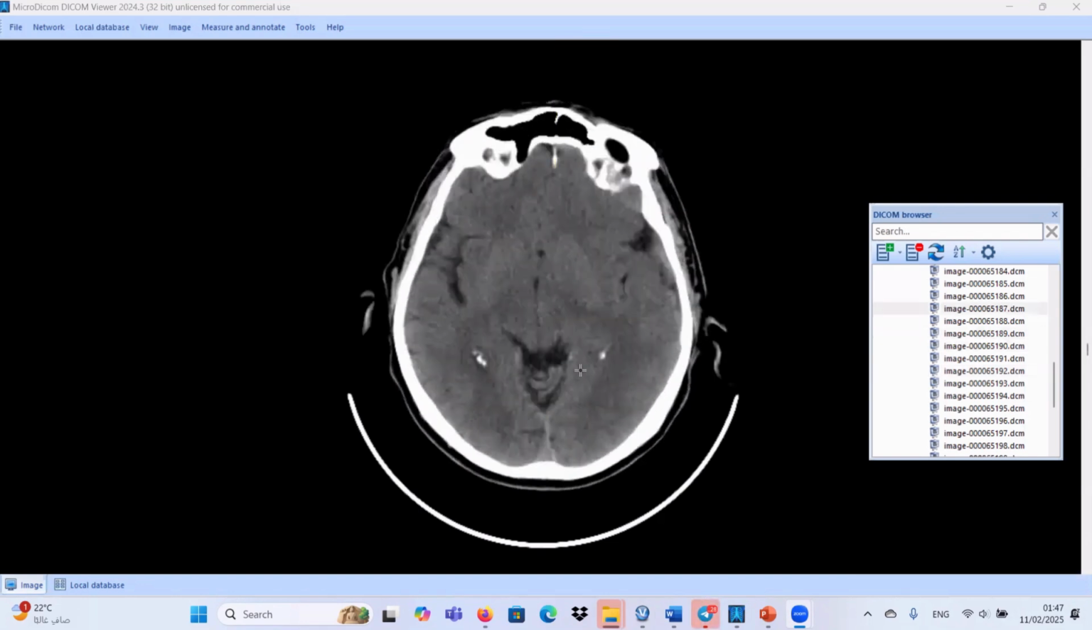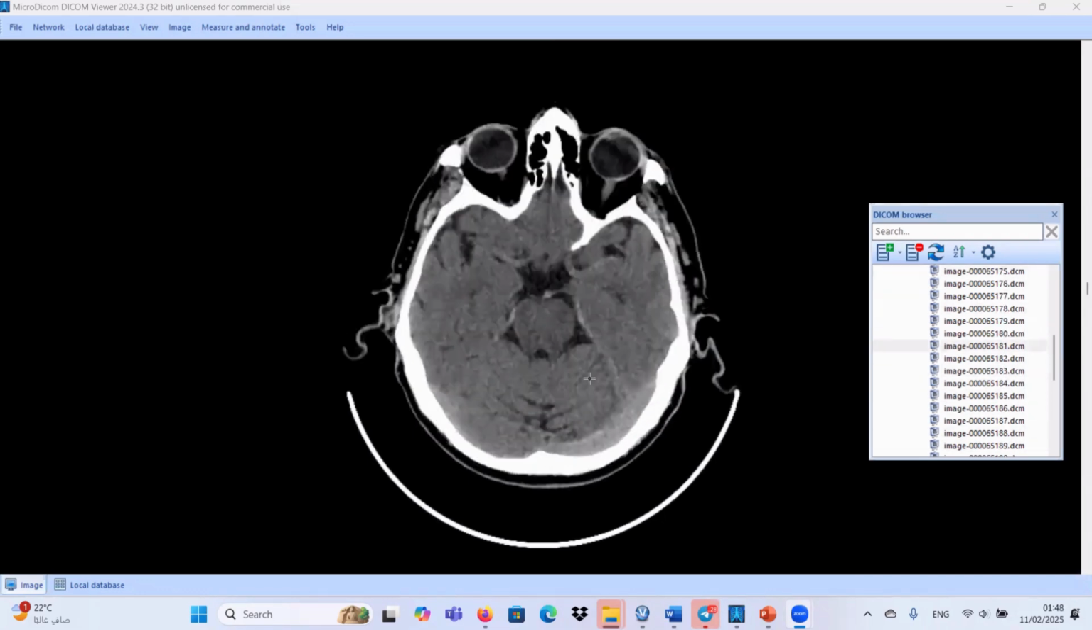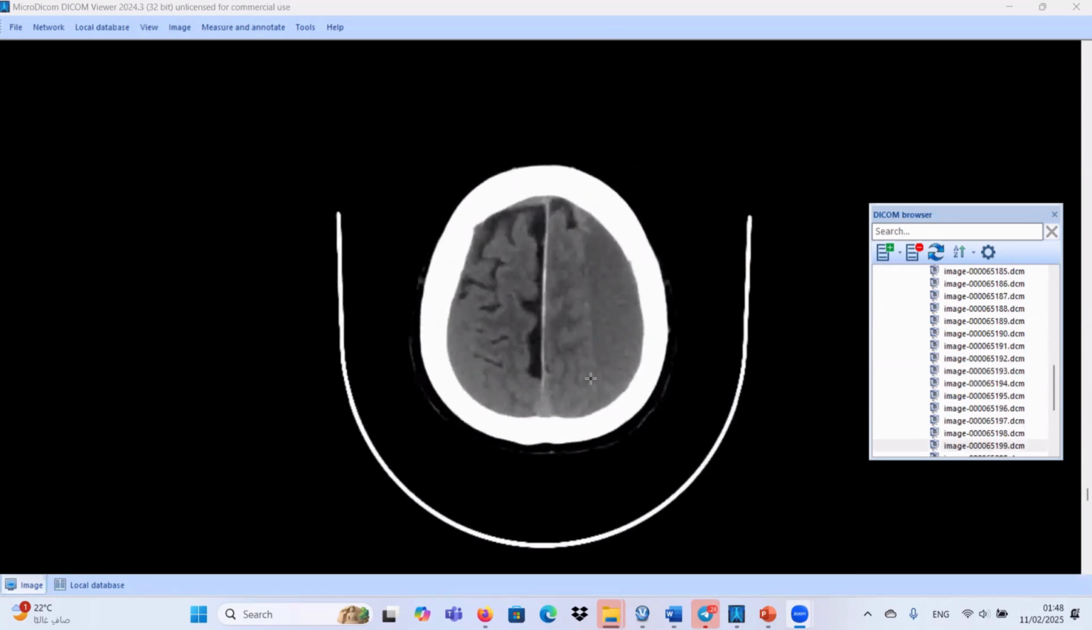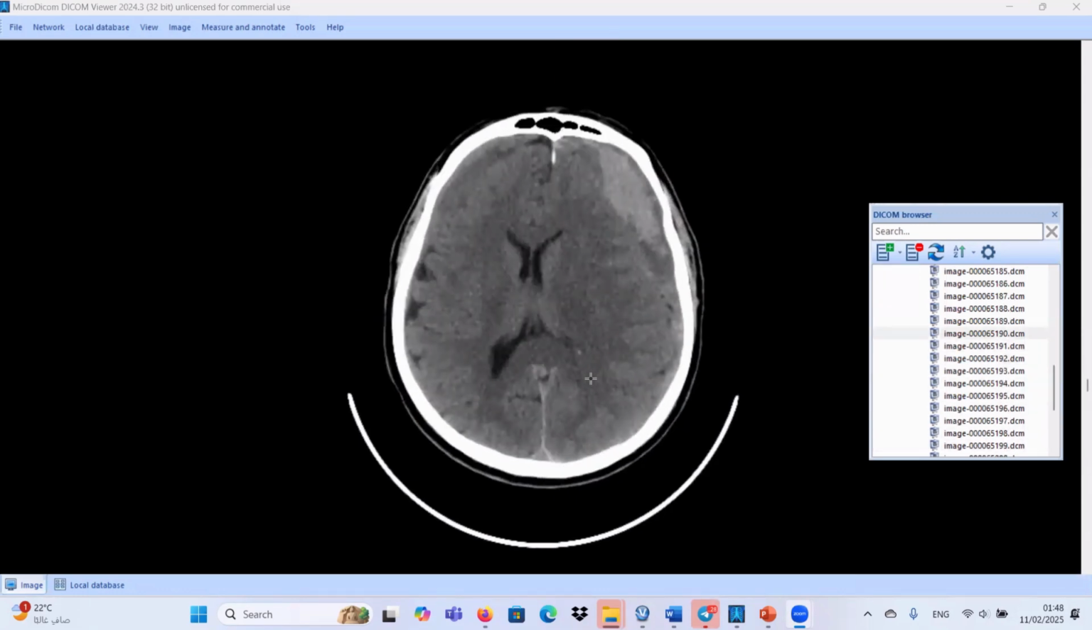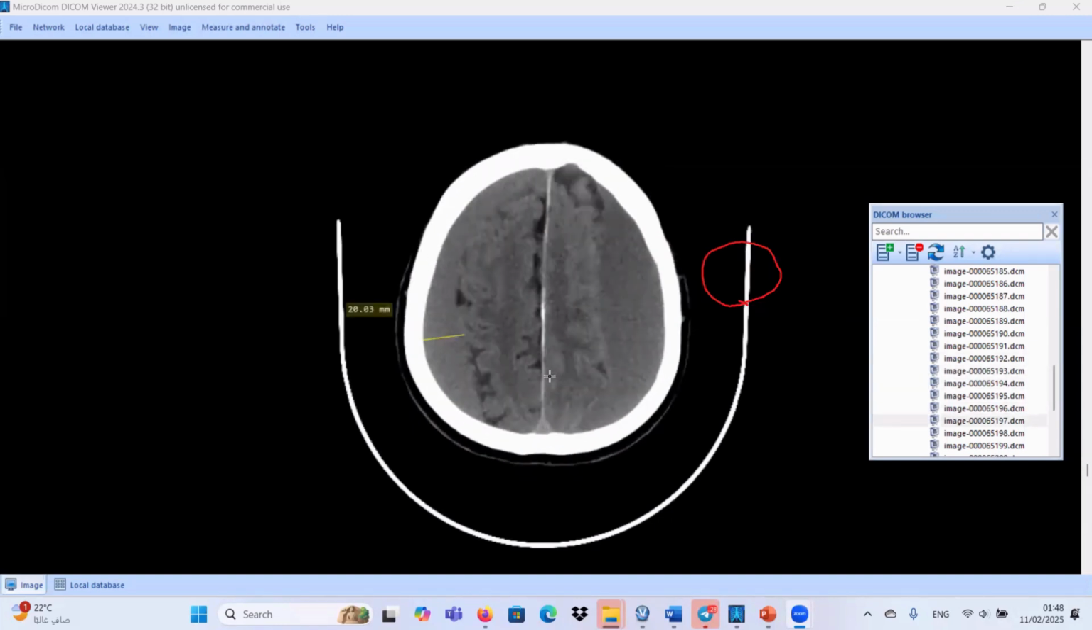Let's go directly to our interesting cases today. This one is a non-contrast scan for an adult patient. As you see here, we have bilateral subdural collections at the frontotemporal parietal regions, larger on the left side, measuring about 3.1 centimeters in maximum thickness, while on the right side it measures about 2 centimeters in maximum thickness.